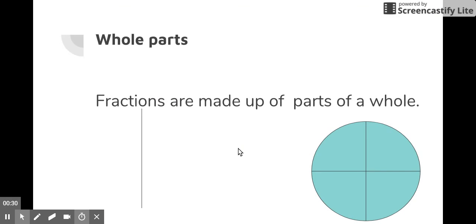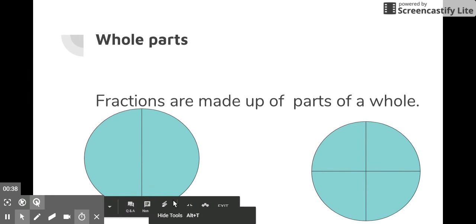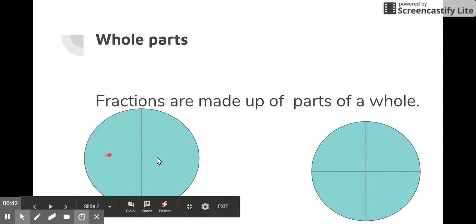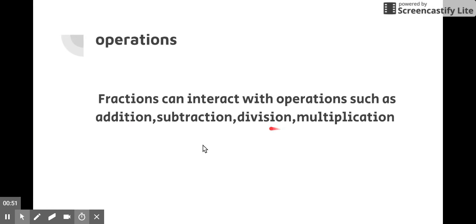Fractions are made up of whole parts, okay? So, parts of a whole. So, this is a circle, half of it makes this. So, half of it is a part of a whole, and then 1/4 of it is a part of a whole. So, something like this. It's made up of full parts, okay?